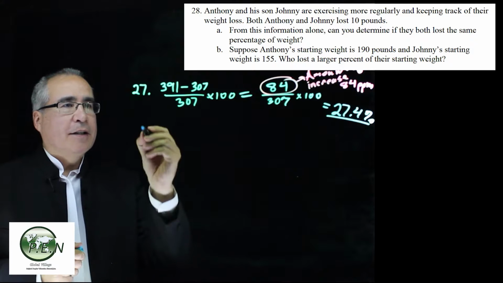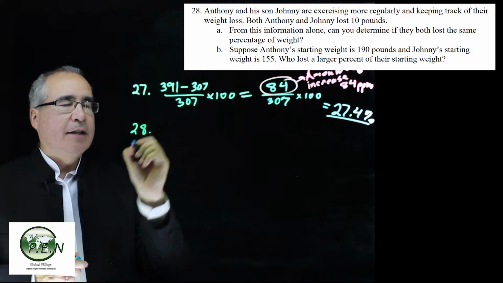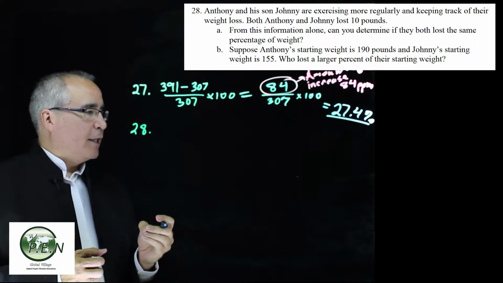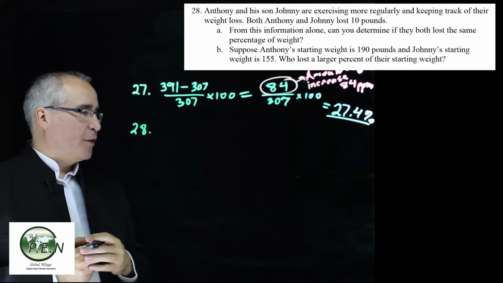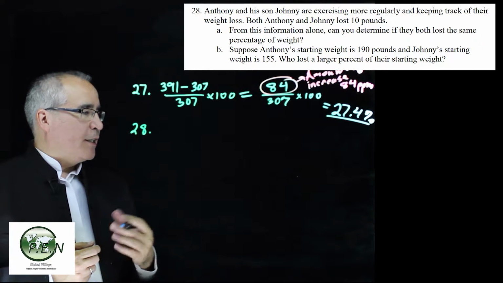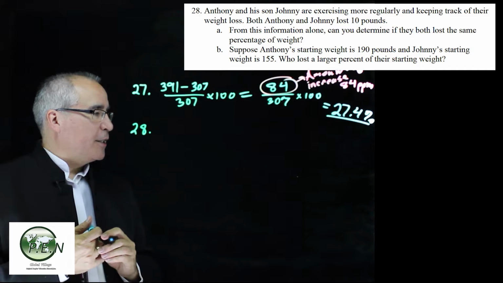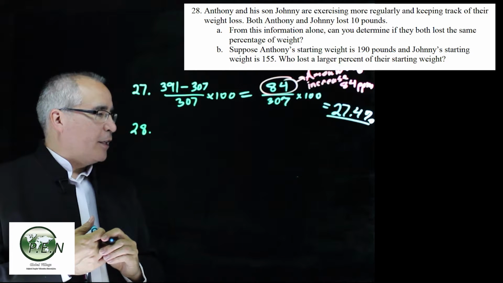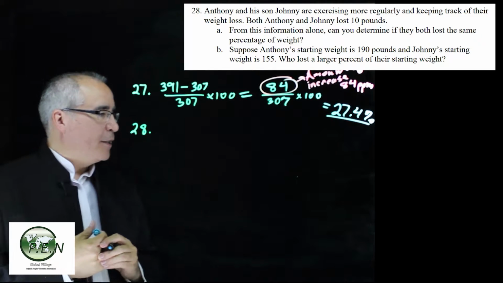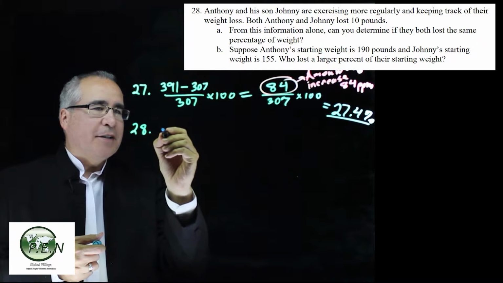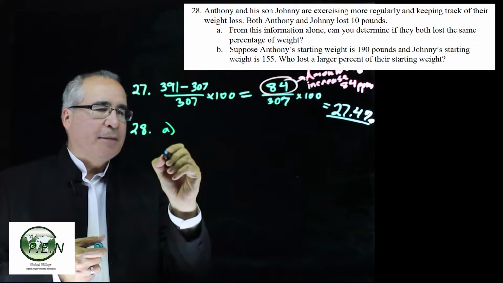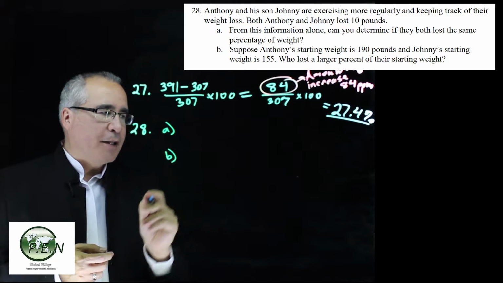Let's take a look at 28. Again, we look at the end. This has two parts to the question. There's a little bit who lost the larger percent. Determine if they both lost the same percent. I've got to kind of do a little bit of reading. So sometimes it's hard. You got to read first. But we know we've got an A part and a B part, so we'll come back to this.